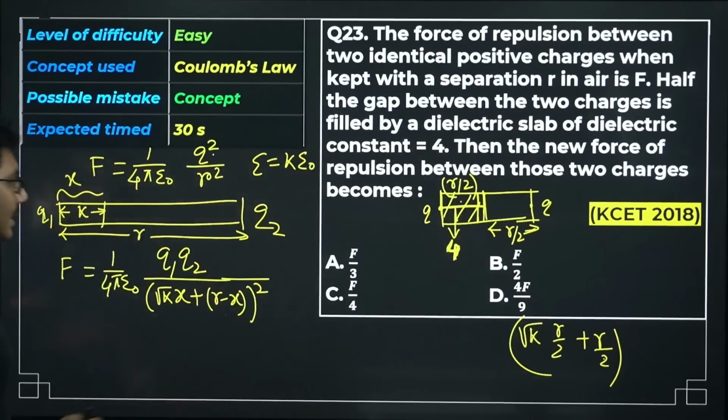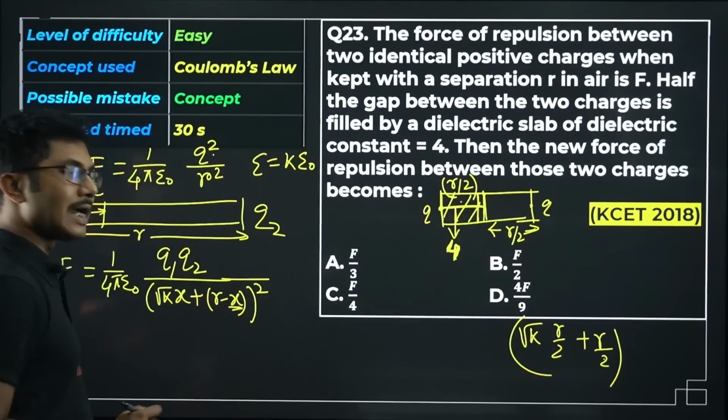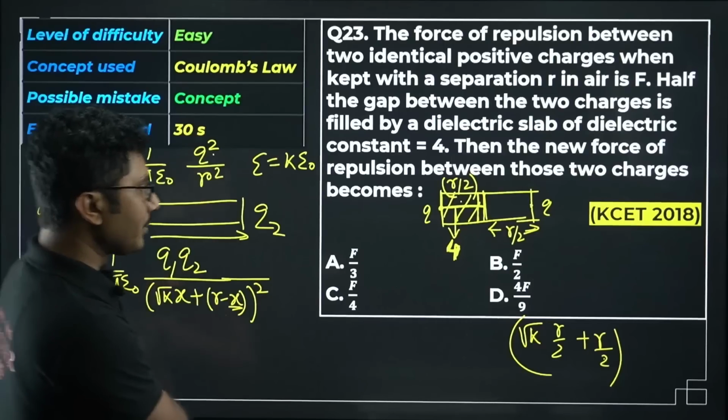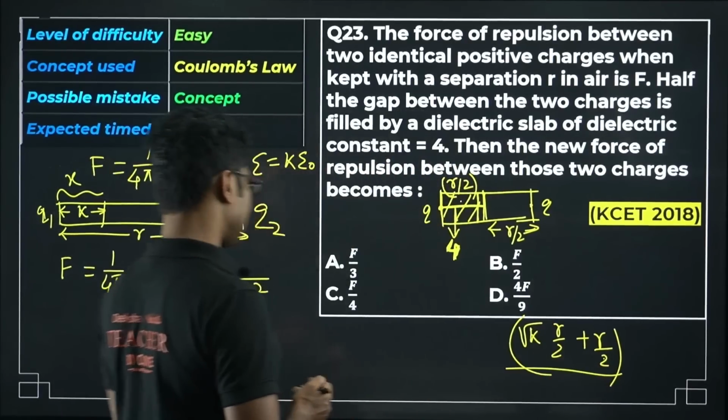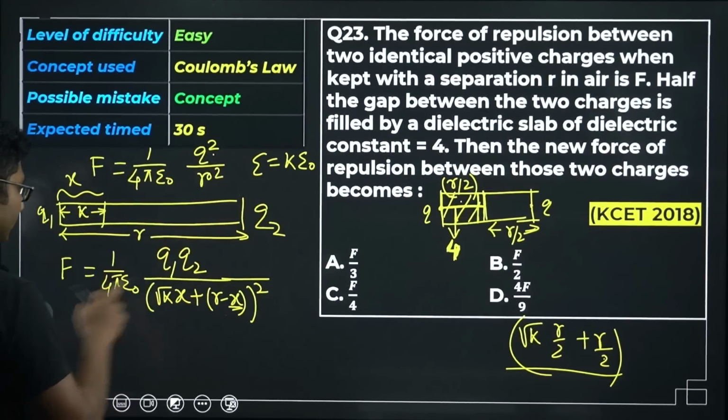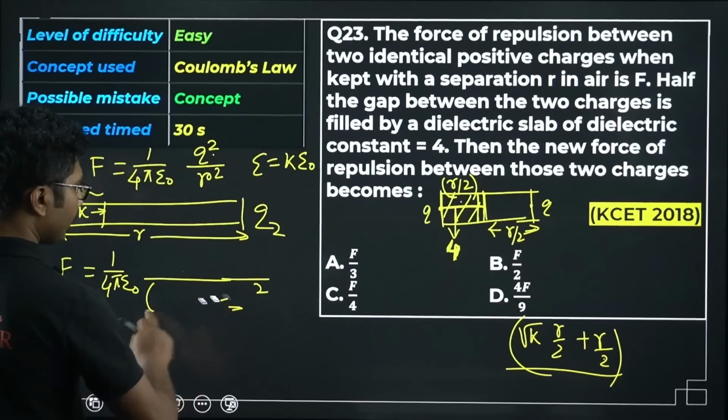Now here in this problem, x is basically r by 2, so r minus r by 2 is also r by 2, so you can say that this will be the new distance, right? So the initial force was this, the final force will be, let me put that.